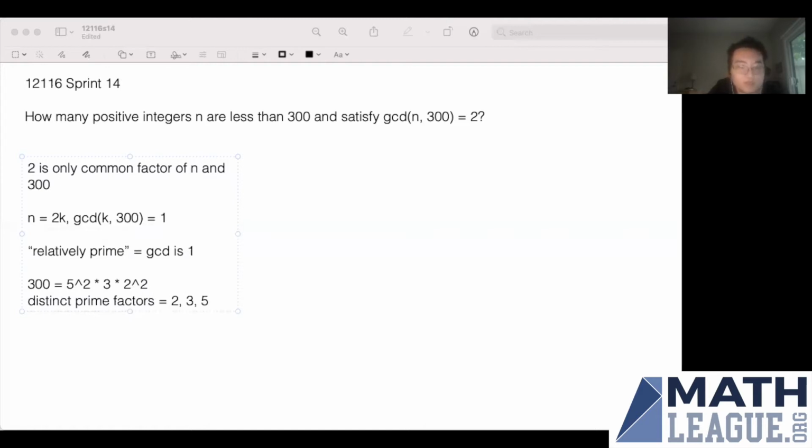So now we need to find the number of integers k between 1 and 150 that aren't divisible by 2, 3, and 5. And why is that? Because the GCD has to be 1, right? And if you're relatively prime with 300, that means you don't share any of the factors 2, 3, and 5.